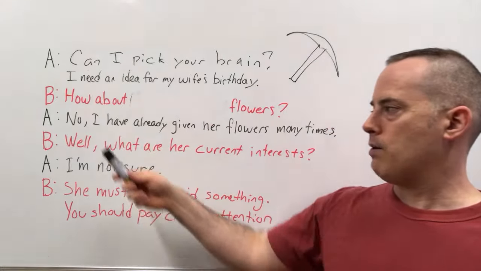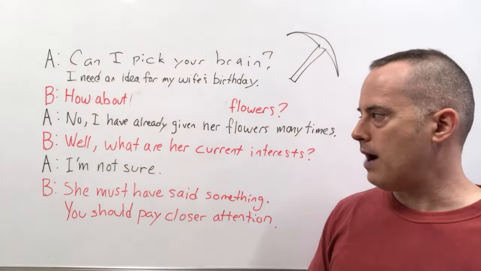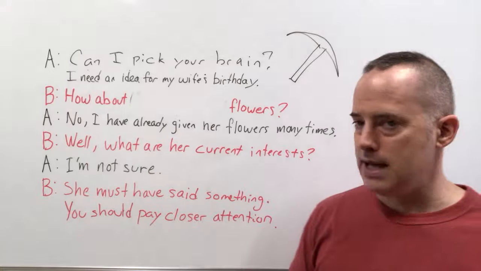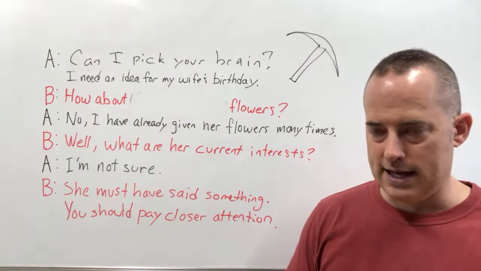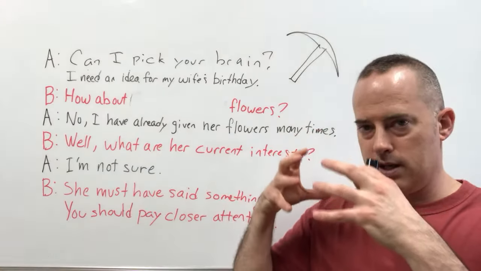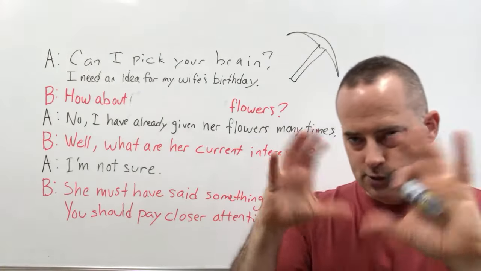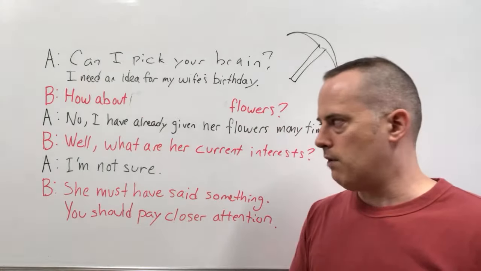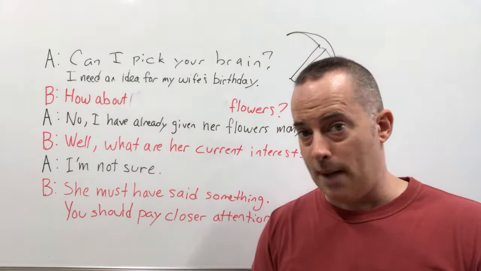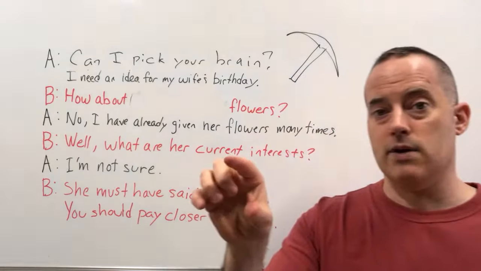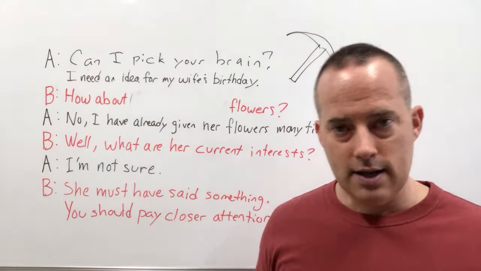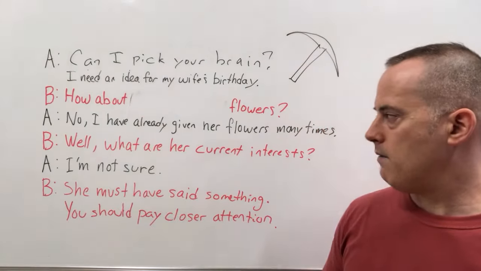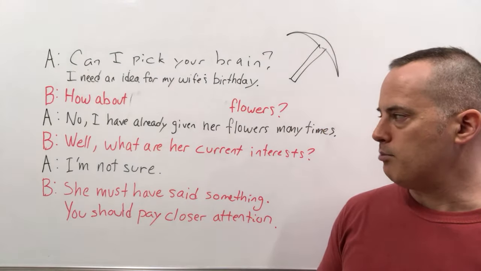So how about flowers? And then he says, no, I have already given her flowers many times. So what would be a different way of expressing this idea? So we've done something many, many times already. That's really the idea. So no, I've already done something many times. I'm going to write something up here, and if you have a thought or a different idea of a way we might express this, then go ahead and put it in the comments. So no, I have already given her flowers many times.